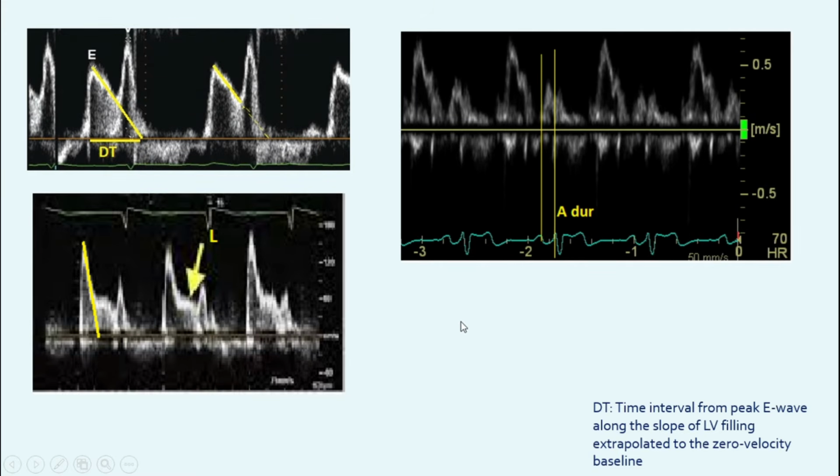Another measurement that we have to measure on mitral valve inflow Doppler is A duration. A duration is when A starts and when it finishes. It starts right after the peak of the P and ends at R.